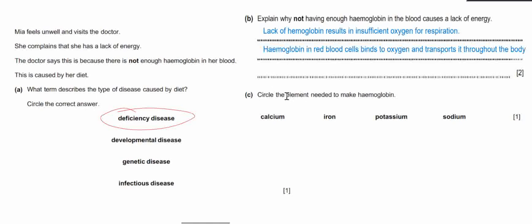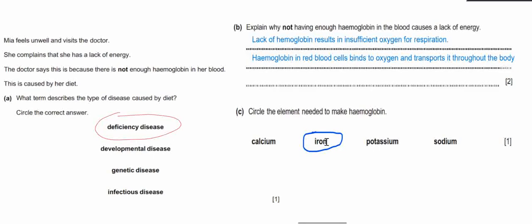Circle only one element. Answer 10 seconds from now. Alright guys, let's check out the answers. So it's iron. Iron is an important element to make hemoglobin.